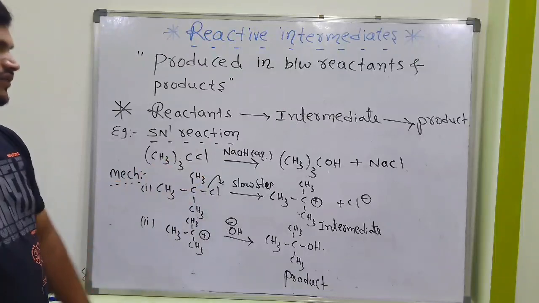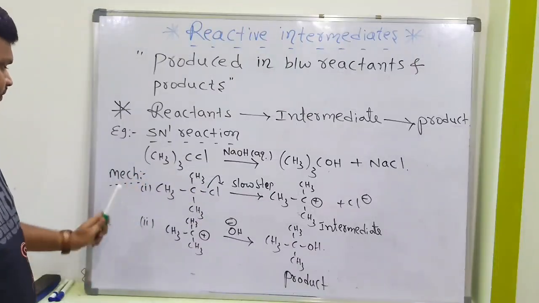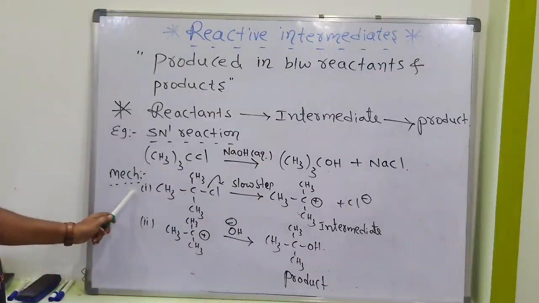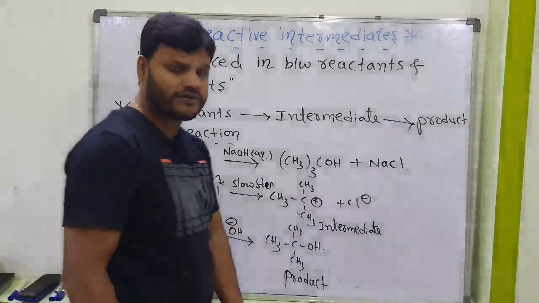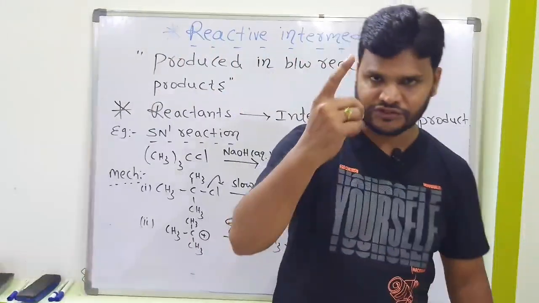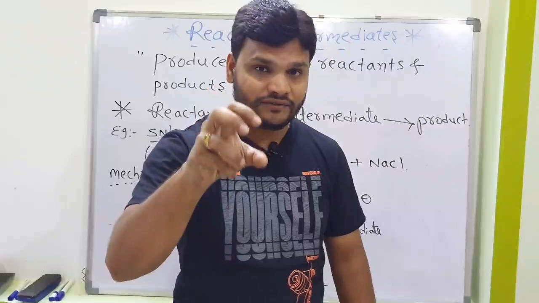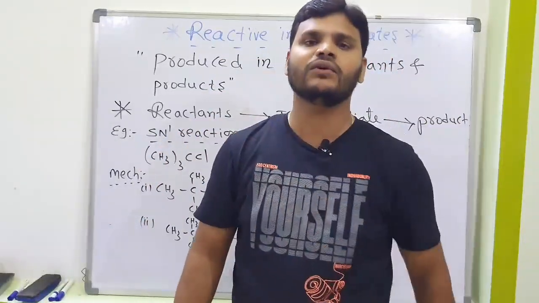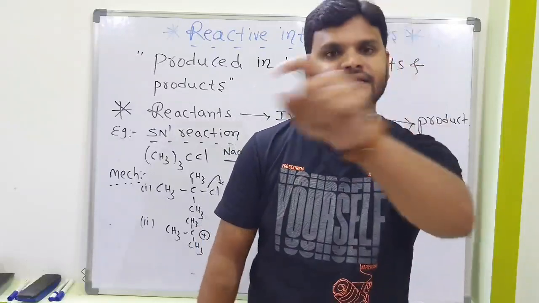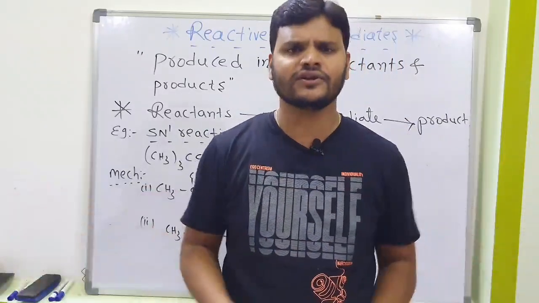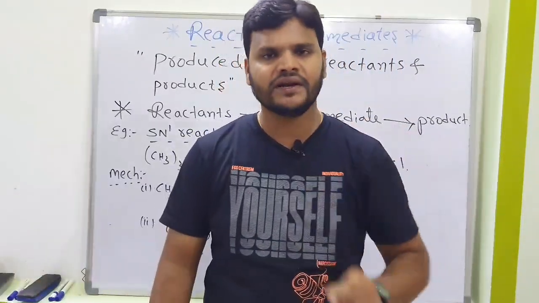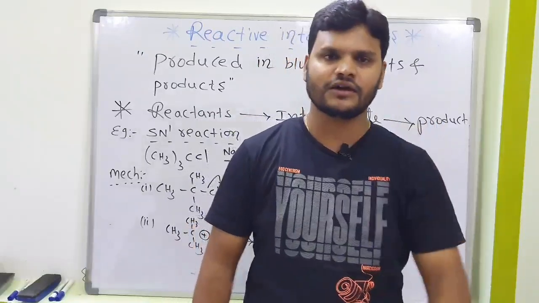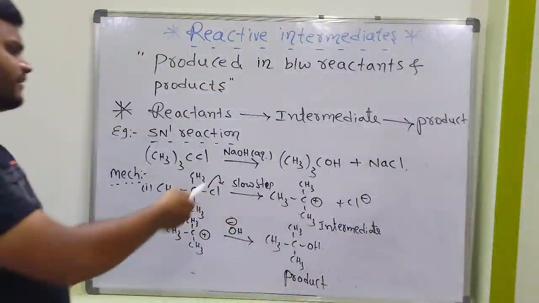So this is the SN1 reaction. When you look at the mechanism, you will get clarity. The SN1 mechanism involves two steps. In the first step, when you observe very clearly, you will get one reactive intermediate, that is carbocation. This is a direct question: what is the reactive intermediate in the SN1 reaction? The answer is carbocation.